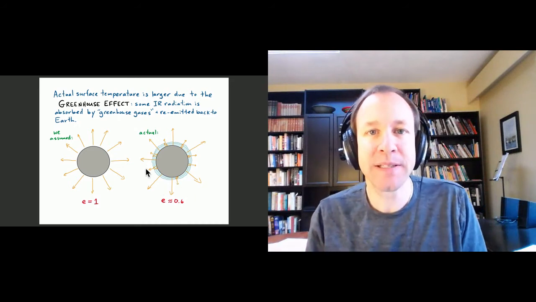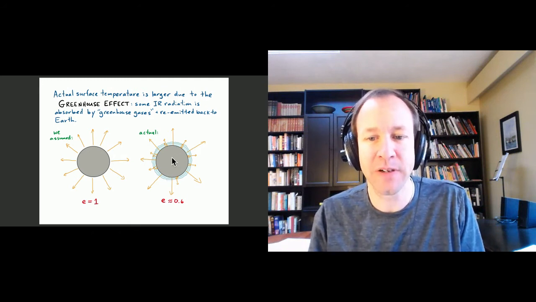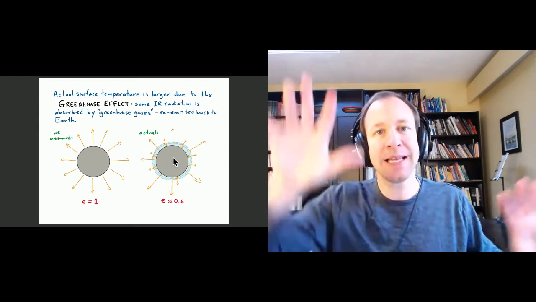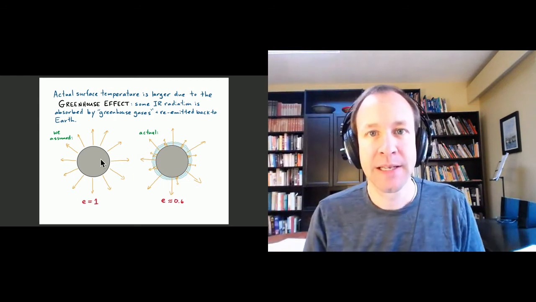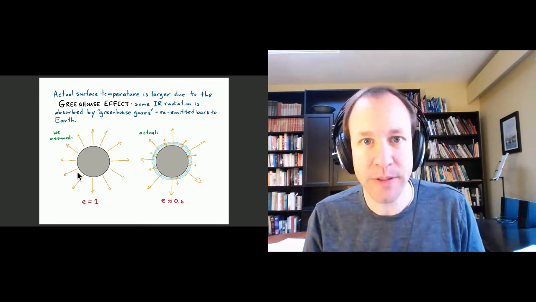And so what happens is that if you have the Earth with its atmosphere at a certain temperature, then overall it is emitting less radiation into space than it would if there were no atmosphere and if we had the same temperature.